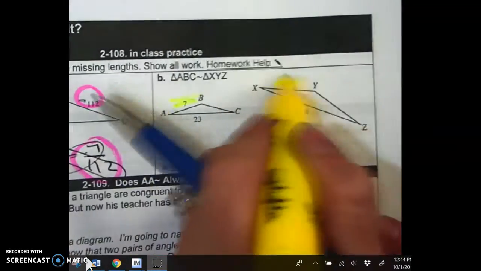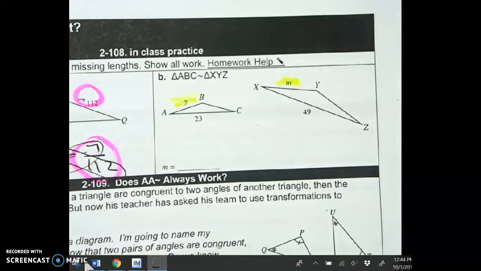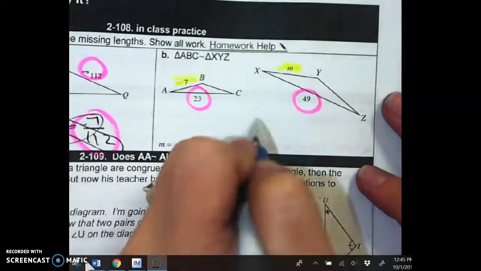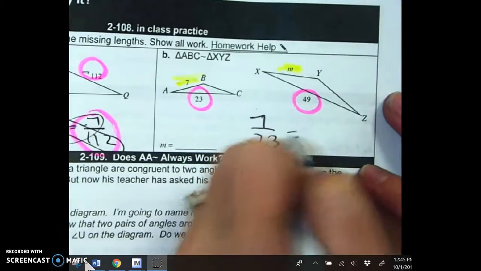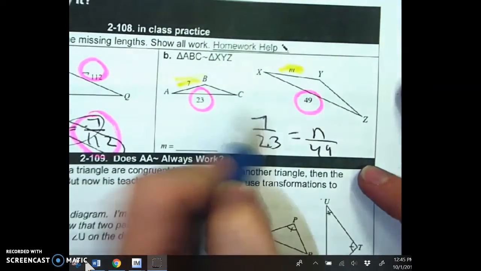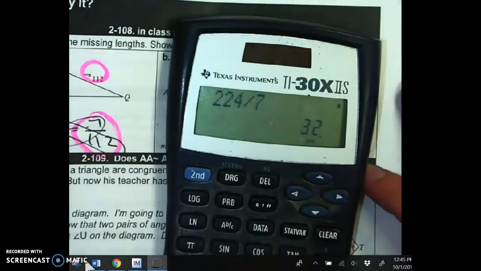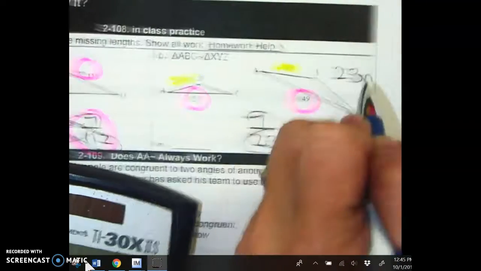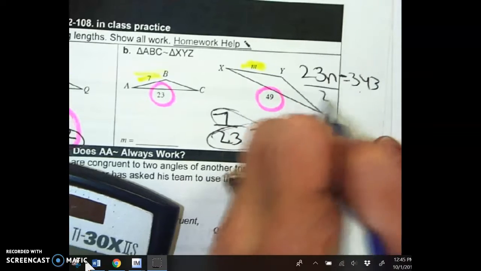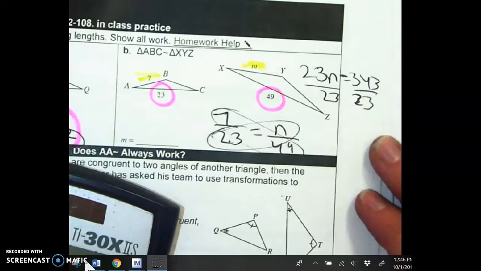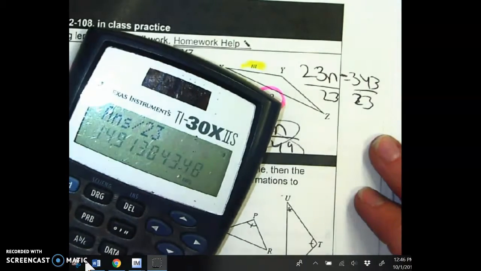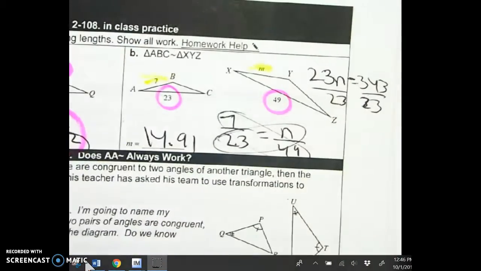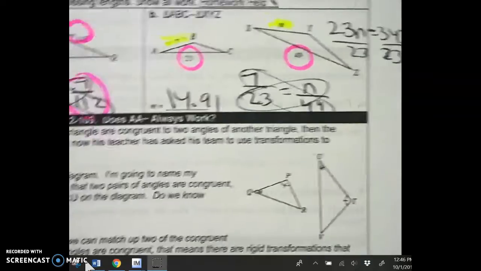Okay, yellow, yellow. Okay, so then we have pink, pink, and I will do this. 7 over 23, yellow, pink, equals yellow, pink. Make an x, multiply what touches. 343 equals 23n, so 23n equals 343, divide by 23, divide by 23. And I get 14.91. All right.